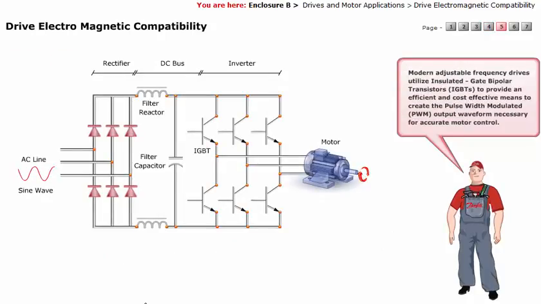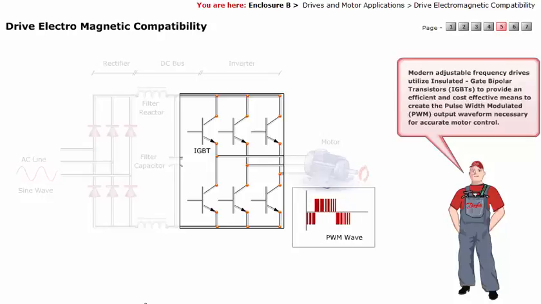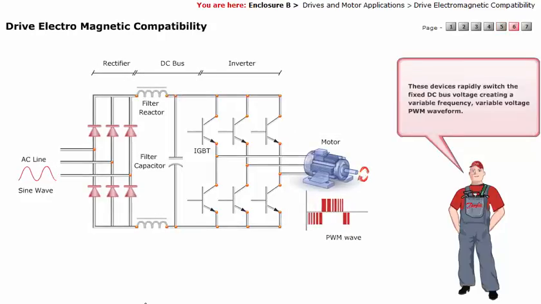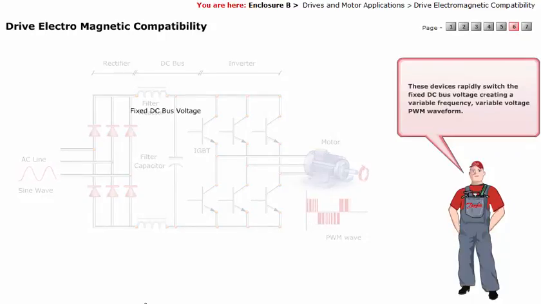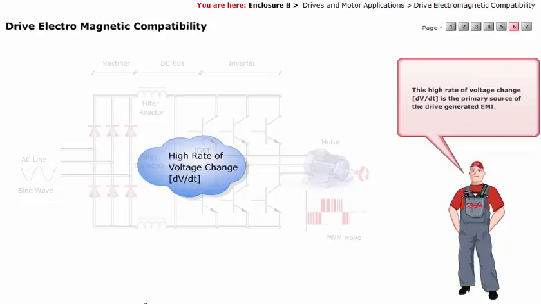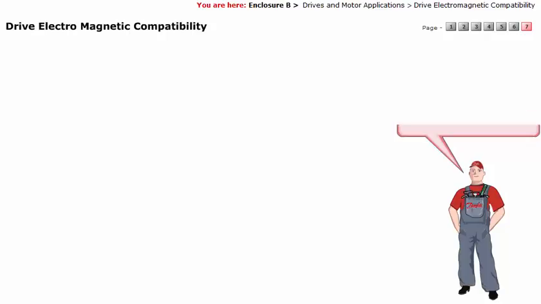Modern adjustable frequency drives utilize insulated gate bipolar transistors, IGBTs, to provide an efficient and cost-effective means to create the pulse width modulated, PWM, output waveform necessary for accurate motor control. These devices rapidly switch the fixed DC bus voltage, creating a variable frequency, variable voltage PWM waveform. This high rate of voltage change, dV/dt, is the primary source of the drive-generated EMI. This ends our stay in motor and drives application.